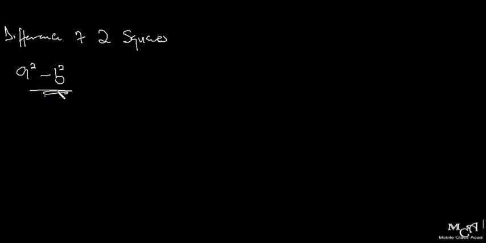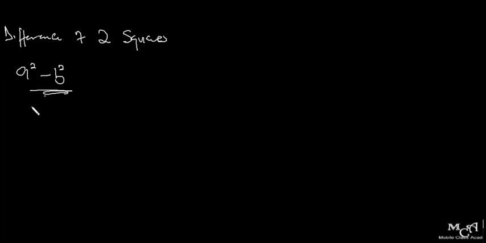Now, how do we solve difference of two squares? Under difference of two squares, each value has a square attached to it. Look at this: a squared minus b squared. This is a perfect example of difference of two squares. We can see that a is squared, b is squared. In mathematics, difference and minus are used interchangeably.